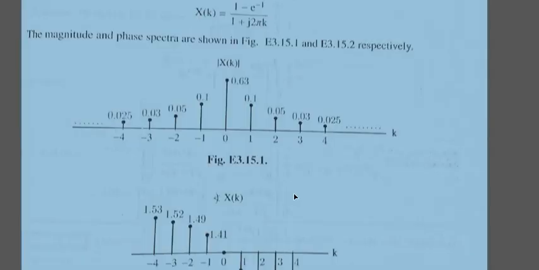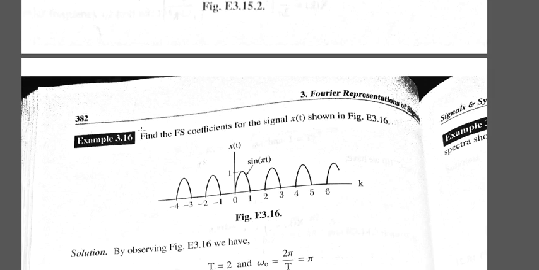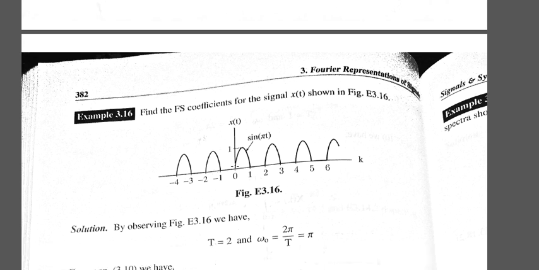The next problem after this one is this one. It is also an important one; these are all exam problems. Find the Fourier series coefficients for the signal x of t, which is given here. Just to see the signal and what all is given to us: it is of course a continuous periodic signal, and one has to find the Fourier series representation of it.